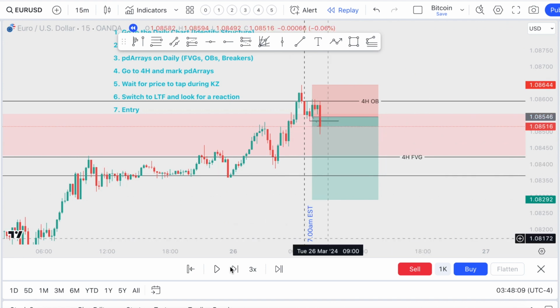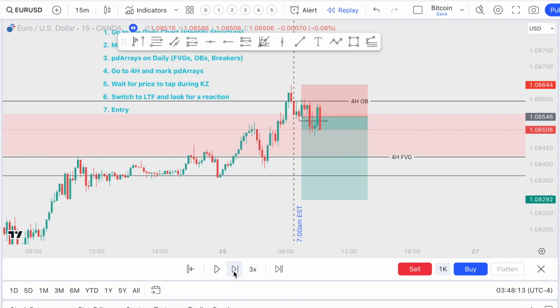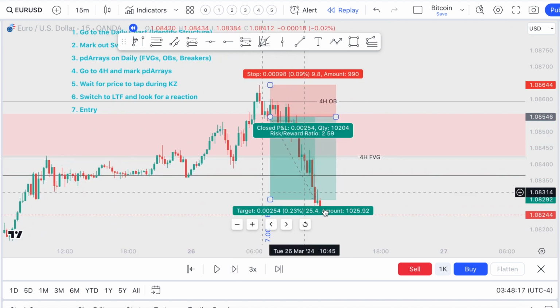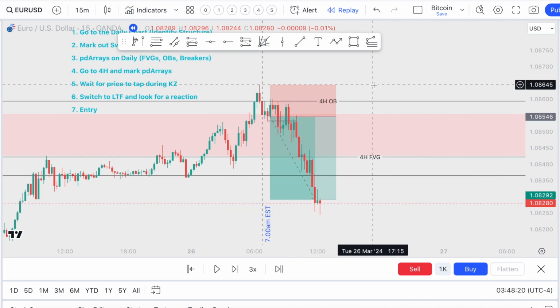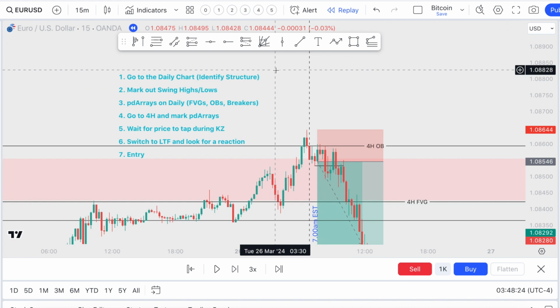So now if I just let this play out, I would have already gotten my entry right there. Right, and eventually price pushes lower, and there you go, it hits the target. Okay, so in summary, you're going to start off from the daily chart. You're going to identify your structure. If it's making higher highs and higher lows, you've got a bullish structure. If you're making lower highs and lower lows, then obviously you've got a bearish structure.